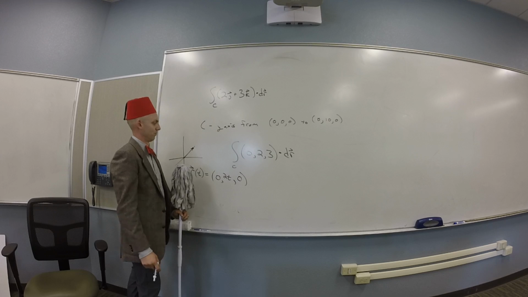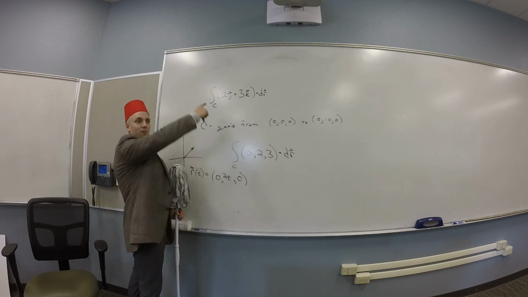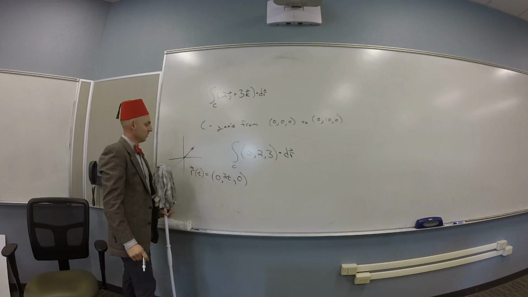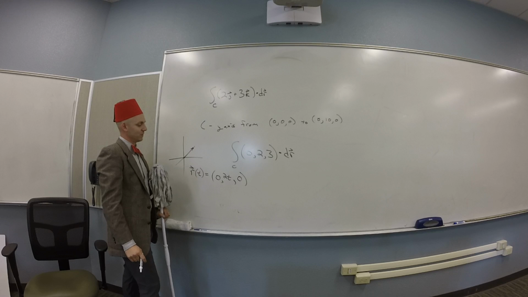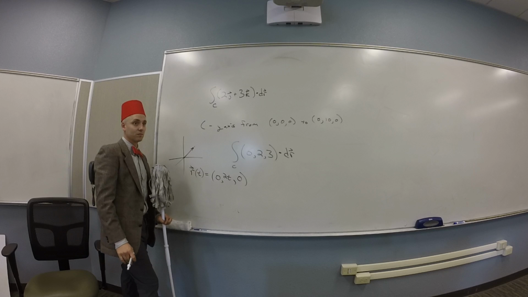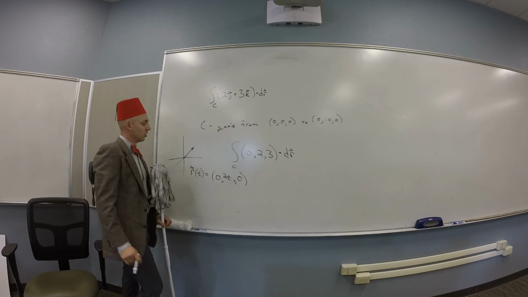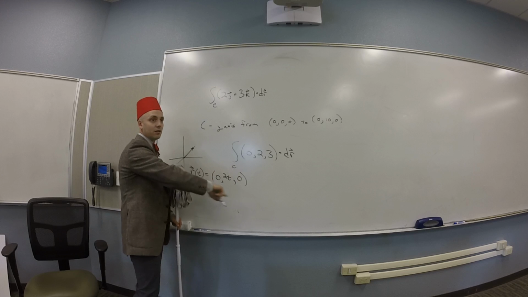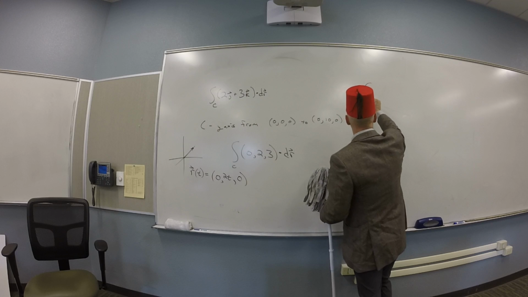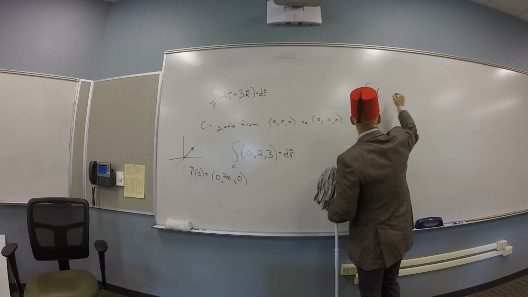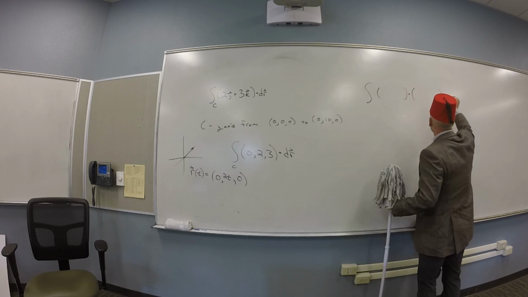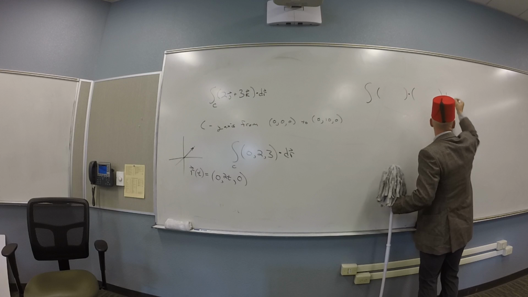Where did the 2 come from? Should I not have? Doesn't matter. It should be noted that that was not necessary. Okay. You guys all see that? So here's my r of t. So I have to go plug my path over here. So I need to integrate, and I put my vector field, and then I need to dot my vector field with something, and then put a dt here.